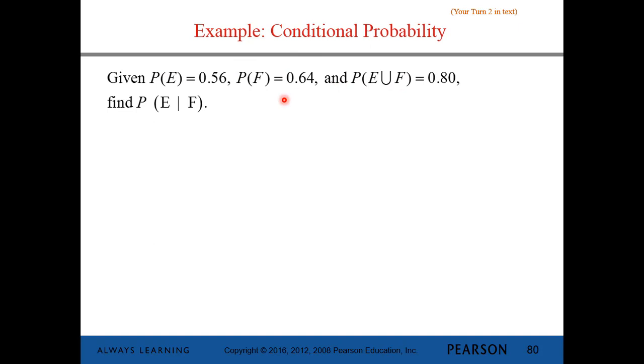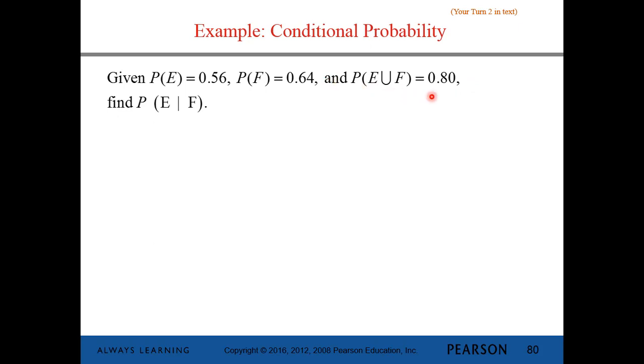Or do we? Well, we don't have it directly, but we can figure it out using the addition rule. Where does "and" come in up in the addition rule? Well, we can use this. The probability of E or F is equal to the probability of E plus the probability of F minus the probability of both, which we don't know. But we know the other three pieces. So we can use the addition rule to solve for the "and" piece.